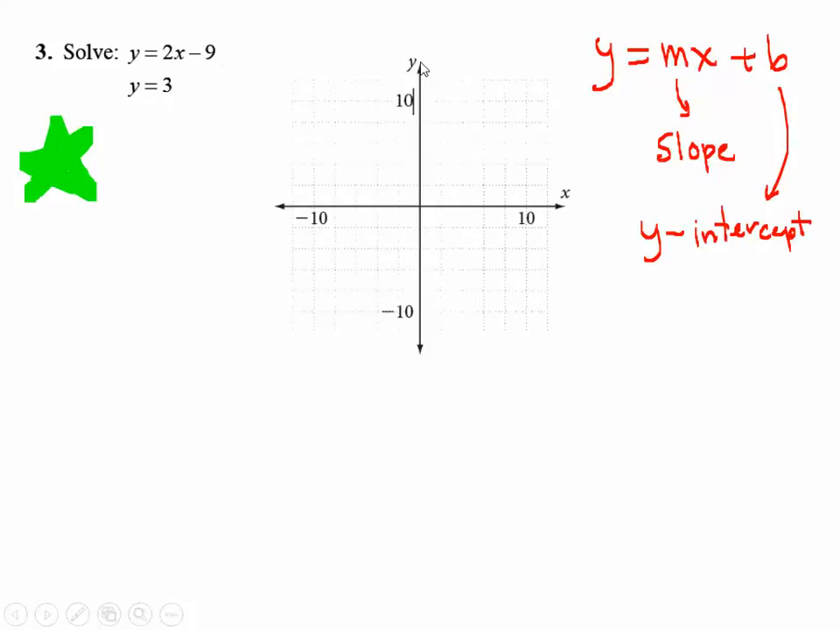We're going to go along the y-axis down to -9. So if these guys both represent 2, this is 2, 4, 6, 8, and then 9 would be about right there.